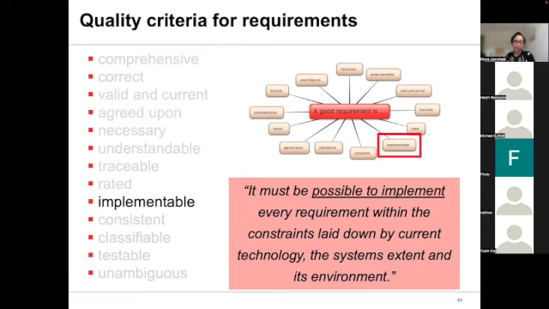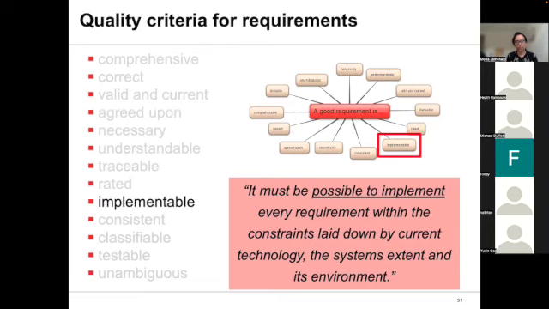Okay, the next is implementable. Implementable is basically that you don't promise something that you cannot deliver. So whatever is something that you can't deliver, your developers team don't have the skills for it, you can't put that under your requirements.